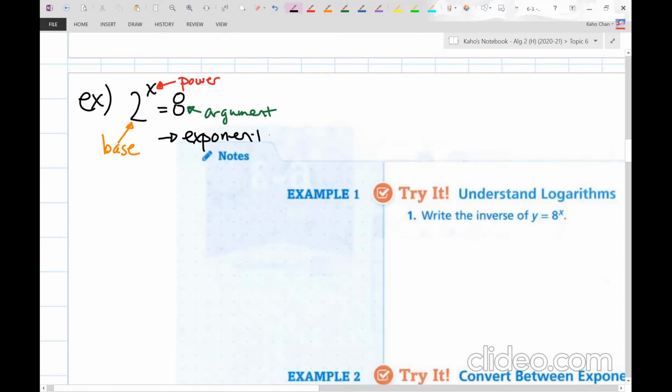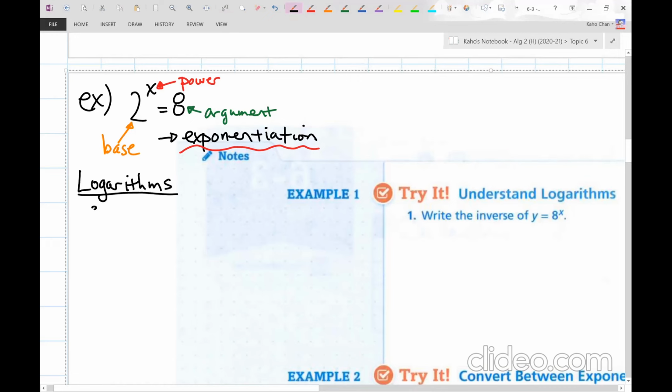It's a fancy word. And you definitely see the word exponent, right? Exponentiation is the name of this particular work, because of the power. Exponent, yeah? Logarithms. It's a fancy word, and it's basically the inverse of exponentiation.